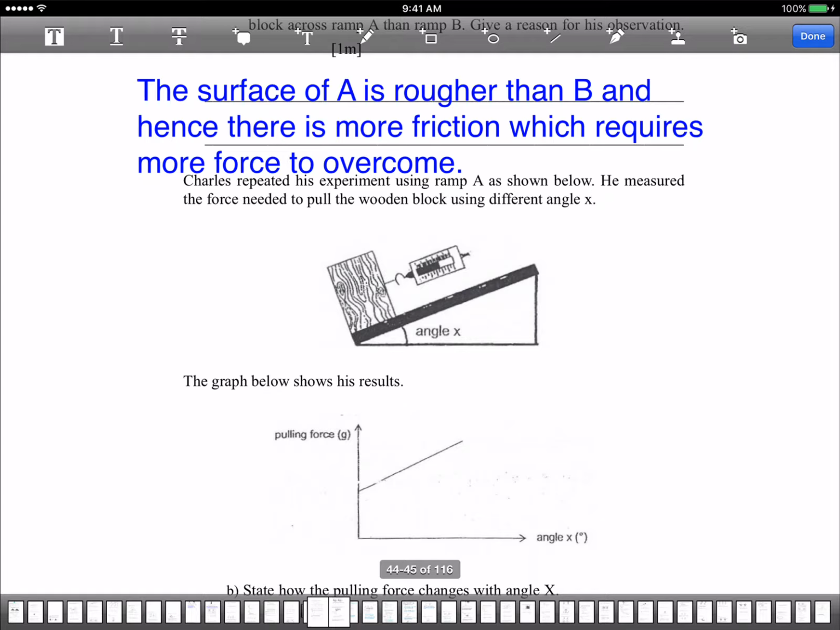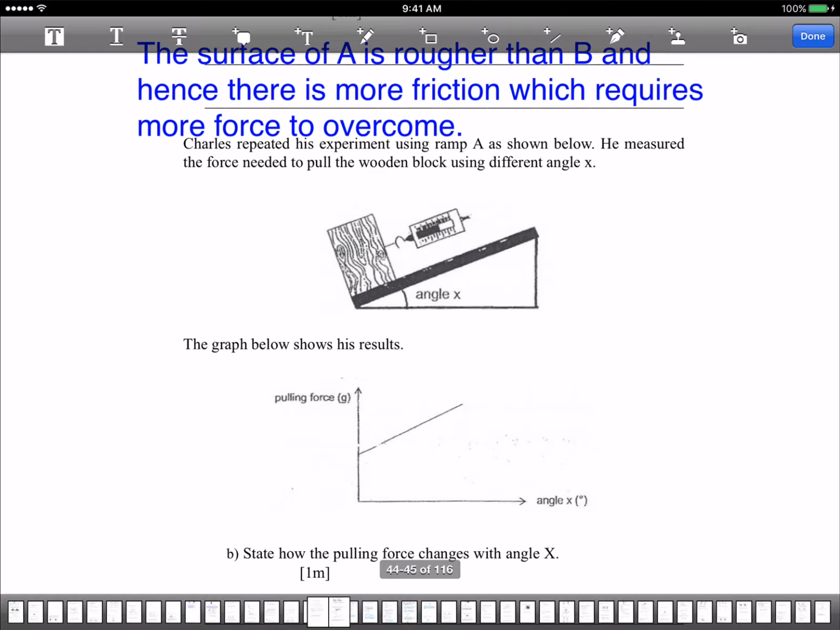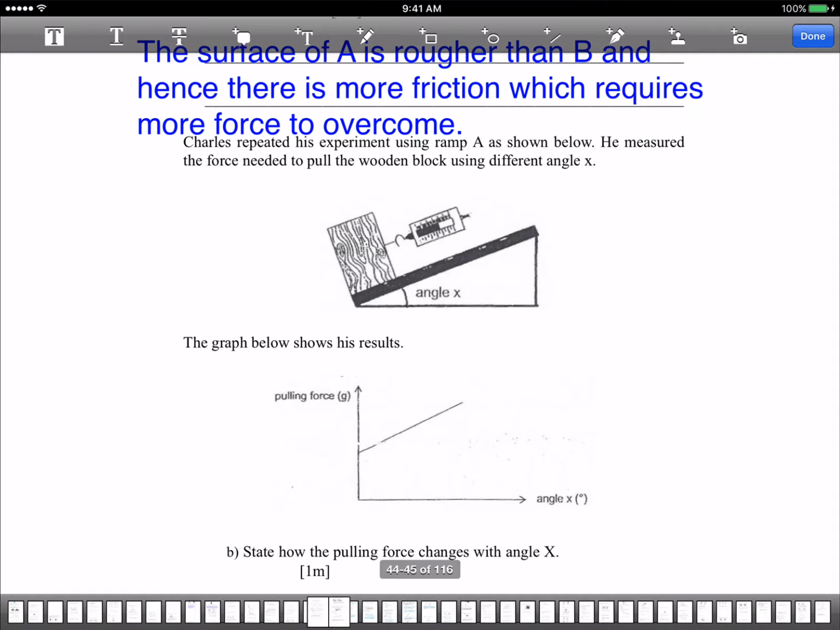Right, so Charles repeated his experiment using ramp A as shown below, and he measured the force needed to pull the wooden block using different angle x. So the graph shows his result: how the pulling force changes as angle x changes. Now what does it mean? As angle x changes, what happens to the slope, the steepness? Is it steeper or gentler? If angle x increases, this thing becomes steeper.